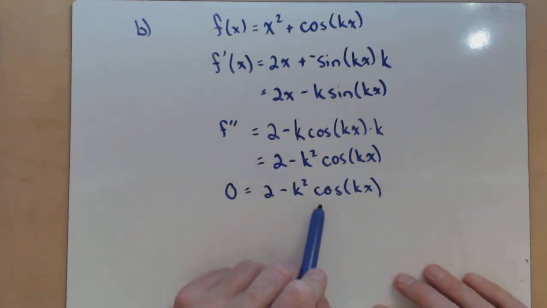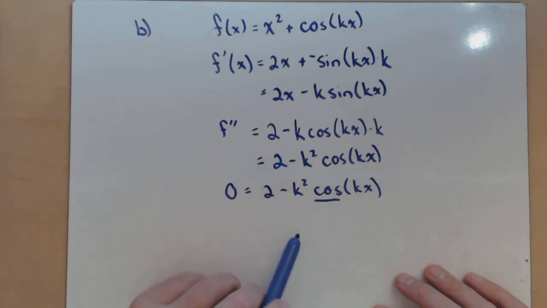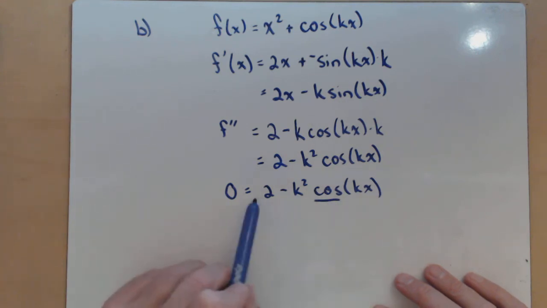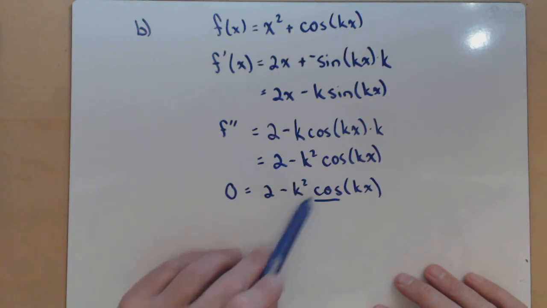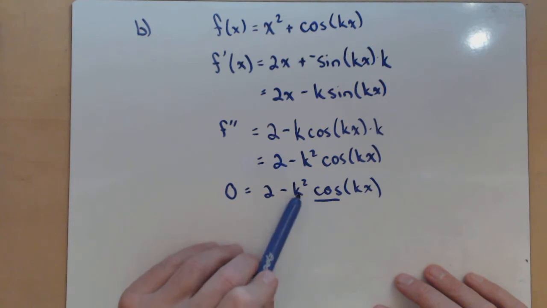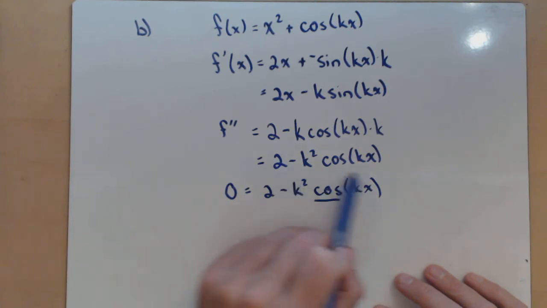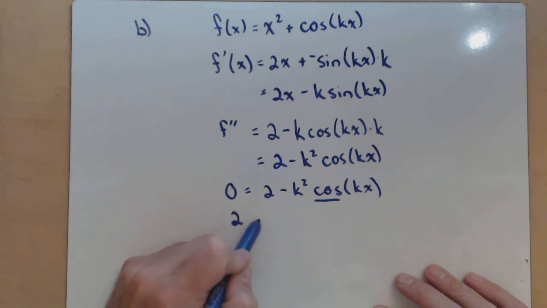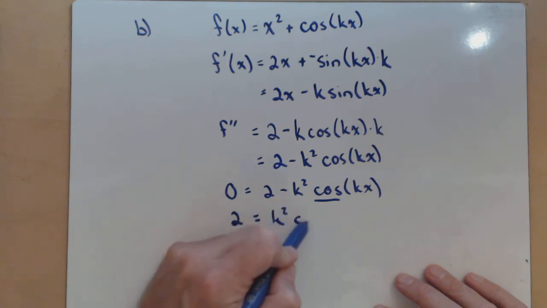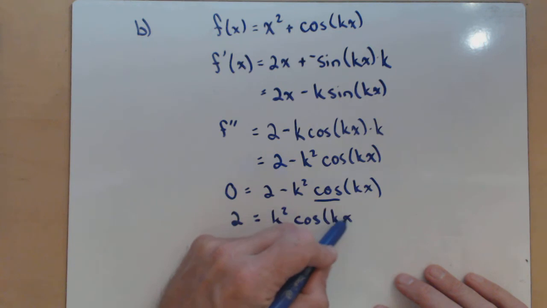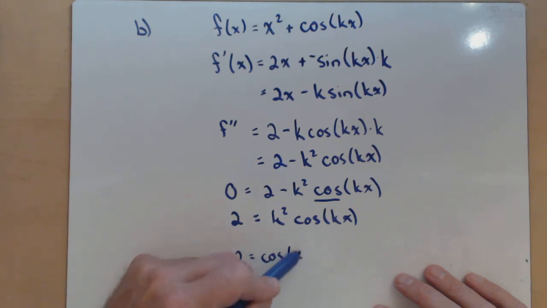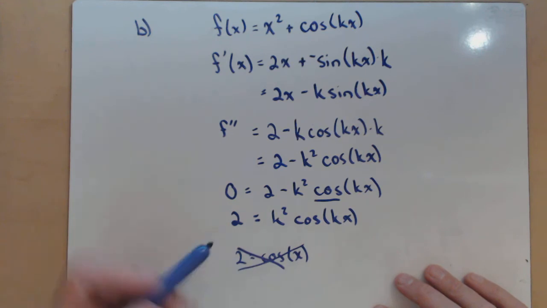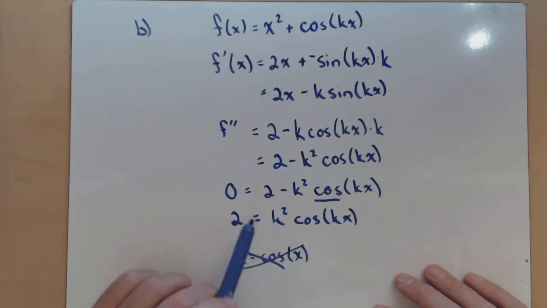Now, here's something important to remember. Cosine is never going to be any bigger than 1, right? So we have 2, and we're subtracting off k squared cosine. The only way to get this to be 0 is to have this be the same size as 2. In other words, 2 has to equal k squared cosine of kx. So for instance, if k is 1, we end up with 2 equals cosine of x, which is not a true statement, hence why we have no inflection points.